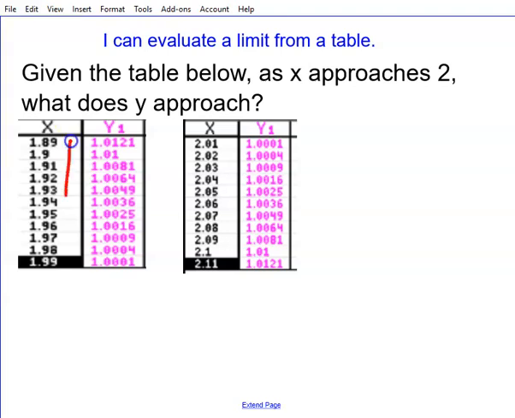Okay, so if we look here, you can see we're getting closer and closer to 2, right? It starts at 1.89, 1.90, and it gets closer and closer to 2. Looks like this number gets close to 1. Now, if we go from the other direction, so 2.11, 2.10, 2.09, we keep getting closer and closer to 2 from the other direction. This also seems to get very close to 1. So as x approaches 2, y approaches 1.